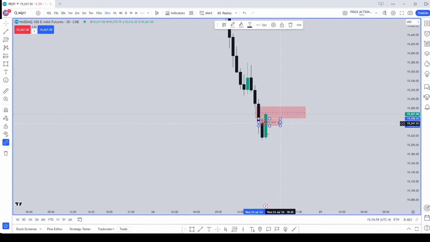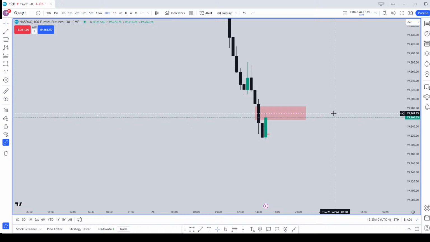This is a higher time frame gap. I'll take these out, take these little ones out. And maybe short right over here in this middle and aim for these lows. That's a big move that you can catch.